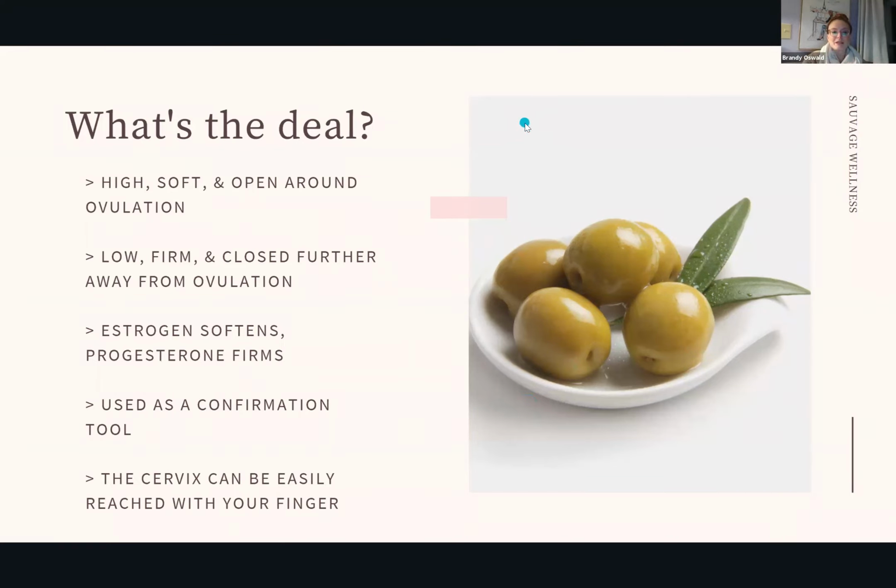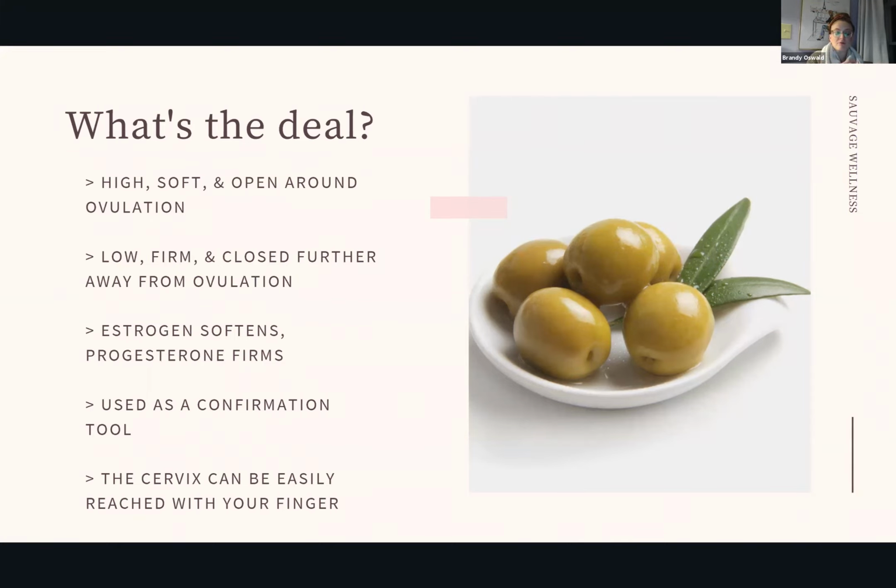So your cervix will be high, higher up in your vagina, a little bit harder to reach, soft and open around the time of ovulation, because estrogen softens it. As you are further away from ovulation, so that is to say nearing your period or just coming off your period, it will be lower in the vagina. So boop, right there, easier to feel. It'll be firmer, feeling like one of these olives, and the opening will be closed, similar to this little opening on this olive.